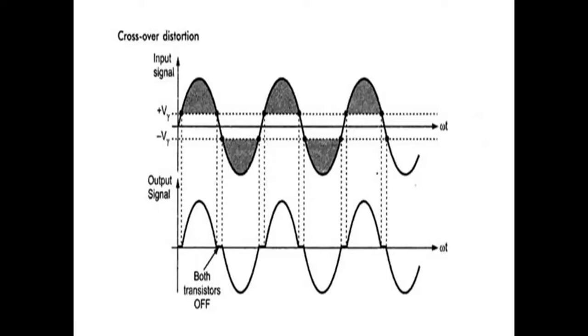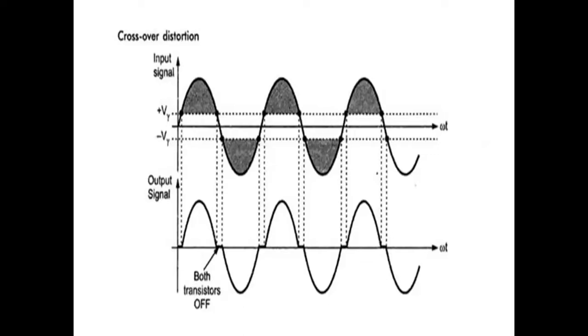So this is because of this condition. Because of this condition, we have some distortion at the output because the output is not exactly the same as the input signal. The output is distorted when compared with the input signal. That type of distortion is known as crossover distortion. Such a distortion in the output signal is called crossover distortion.